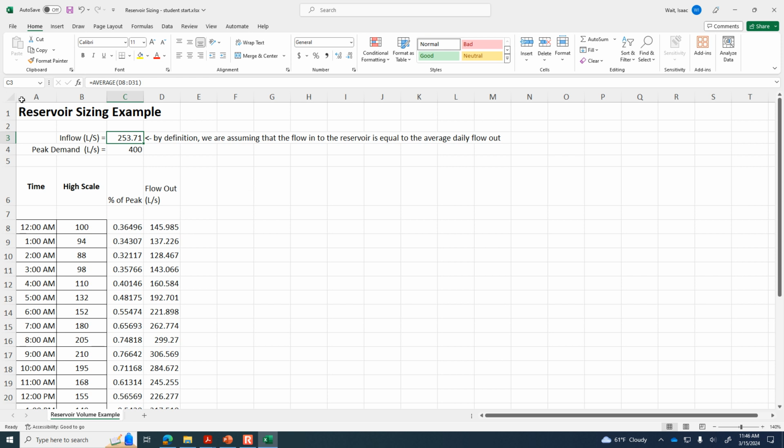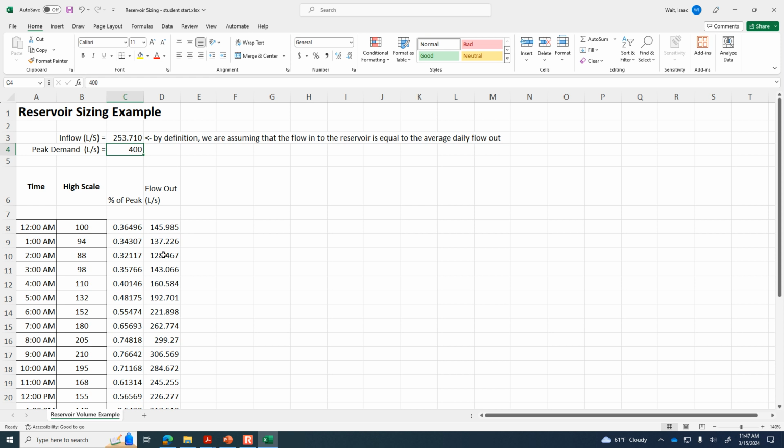Now just to make sure that it doesn't get messed up when I move things around later, I'm going to type in that value here. Right now it's a formula, but I'm going to type in 253.71. The reason I did that is I'm going to reorder this list, and if you reorder the list, then the formula references when it's averaged like that could throw a wrench in the works.